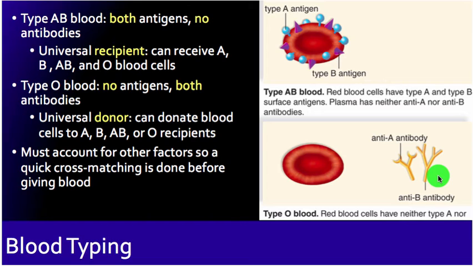Now the downside to this, of course, is that a type O person needs to receive type O blood because they have antibodies against both the A and the B, meaning that they can't receive A, they can't receive B, and they certainly can't receive type AB.